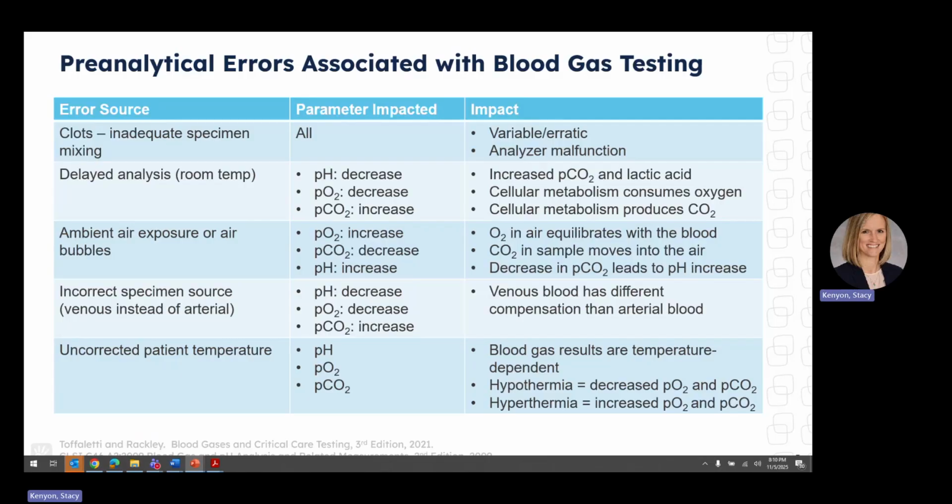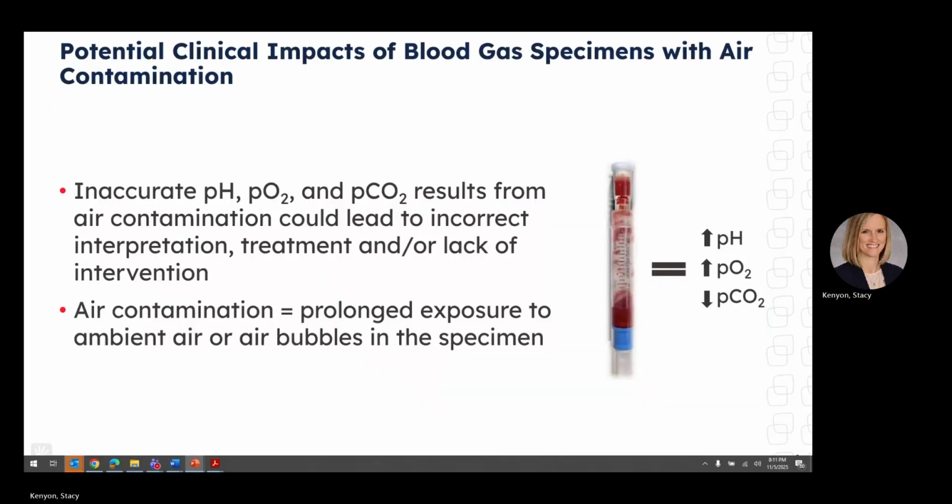Blood gas results are also temperature dependent. So if a patient is hypo or hyperthermic, results may be inaccurate. Most blood gas analyzers allow for the entry of patient temperature so that we can avoid this pre-analytical variable. While there are many pre-analytical variables that are associated with blood gas specimen collections, we will spend the remainder of this talk focusing on air contamination.